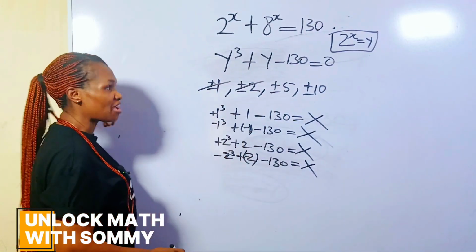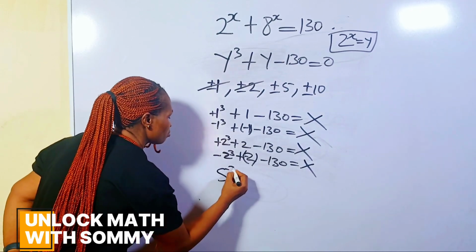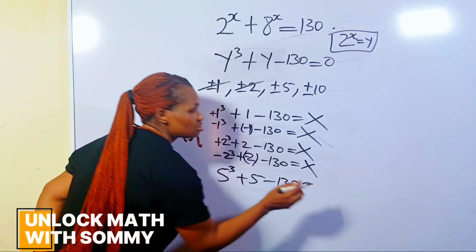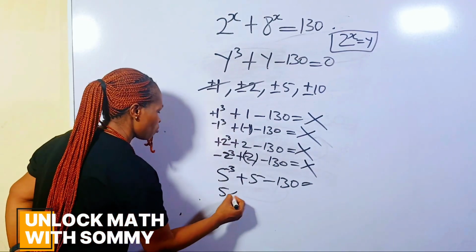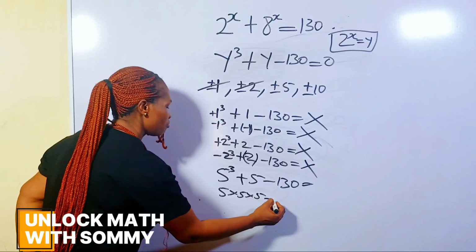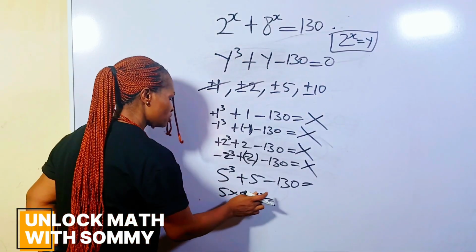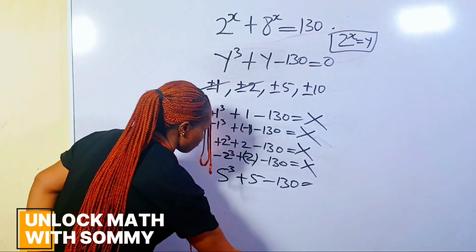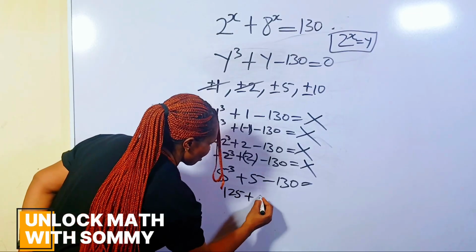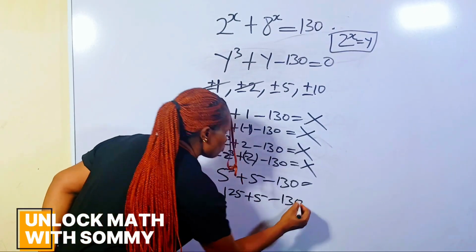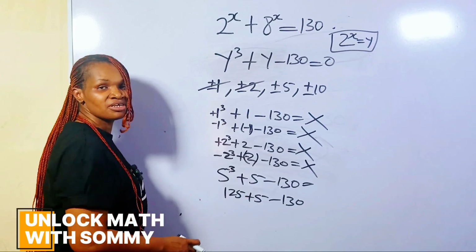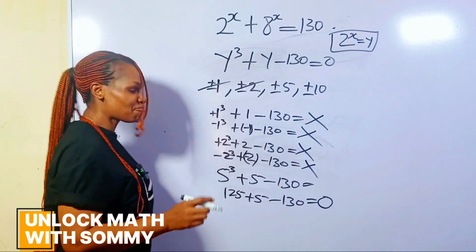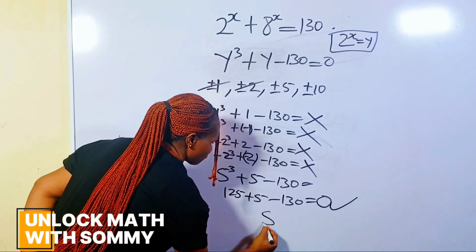Then we apply positive 5. Now we have 5 raised to power 3 plus 5 minus 130. Will it give us 0? Let's solve together. 5 multiplied by 5 multiplied by 5. 5 times 5 is 25. 25 multiplied by 5 is 125. Therefore, 125 plus 5 minus 130 will give us 0. 125 plus 5 is 130 already. Now, 130 minus 130 will give us 0. Therefore, our root is 5.